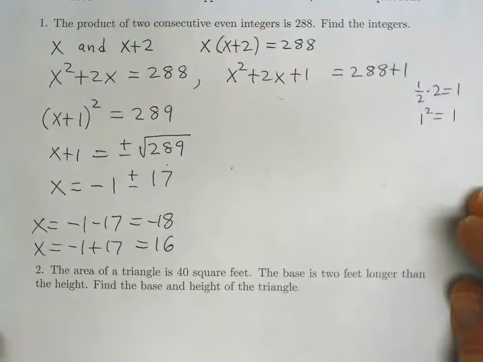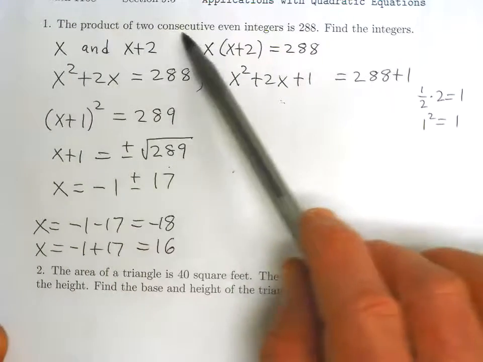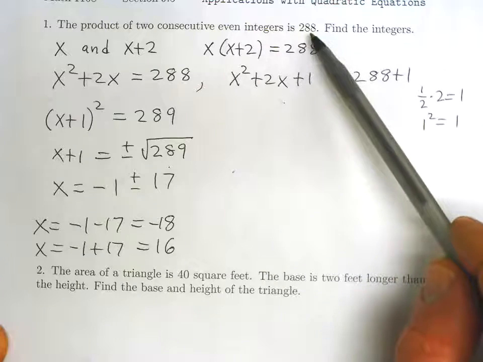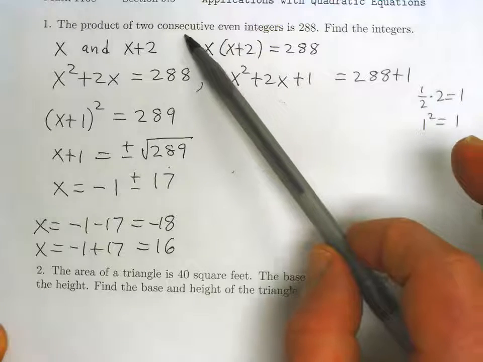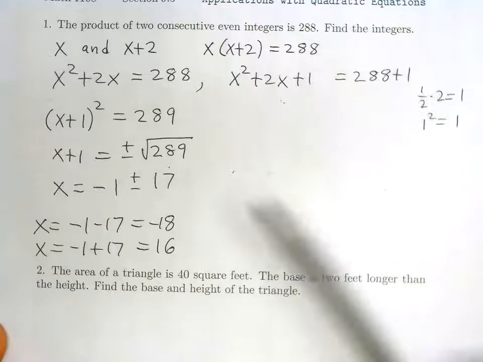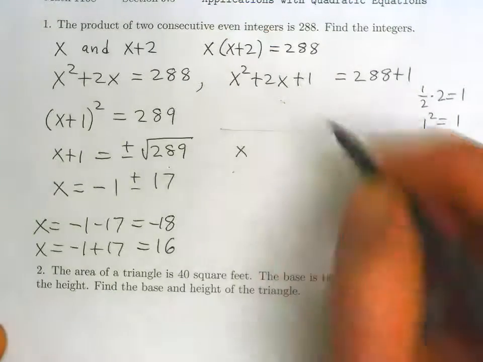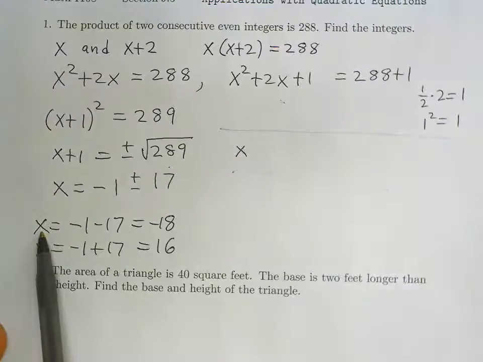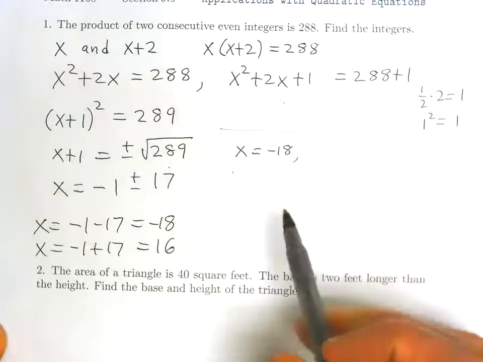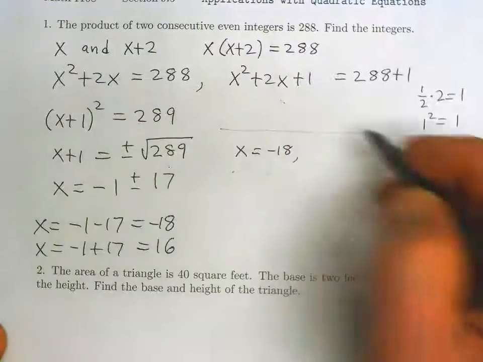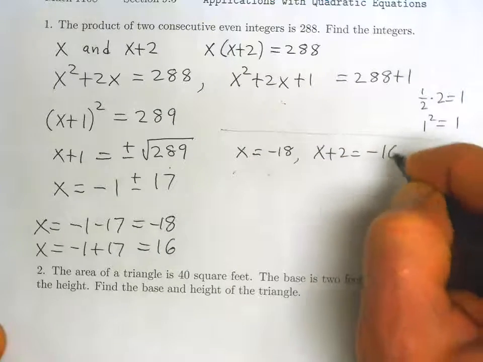Okay, but notice what the directions are. It says the product of two consecutive even integers is 288. It doesn't say that they both have to be positive, and it doesn't say that they both have to be negative. So we're going to have two sets of numbers. So let's do the negative ones first. x could be negative 18. And then if x is negative 18, x plus 2 is negative 18 plus 2, which is negative 16.